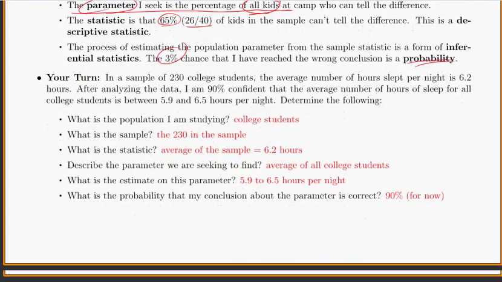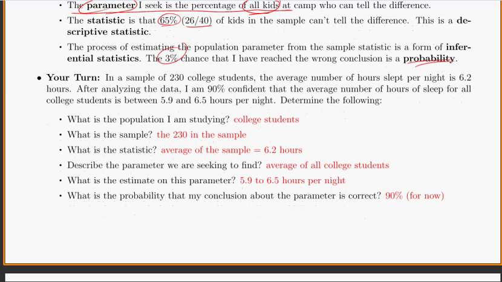So for your turn, suppose you have a sample of 230 college students. It's a sample. The average number of hours slept per night is 6.2 hours. After analyzing the data, I am 90% confident that the average number of hours of sleep for all college students is between 5.9 and 6.5. So I'm giving it a range here.